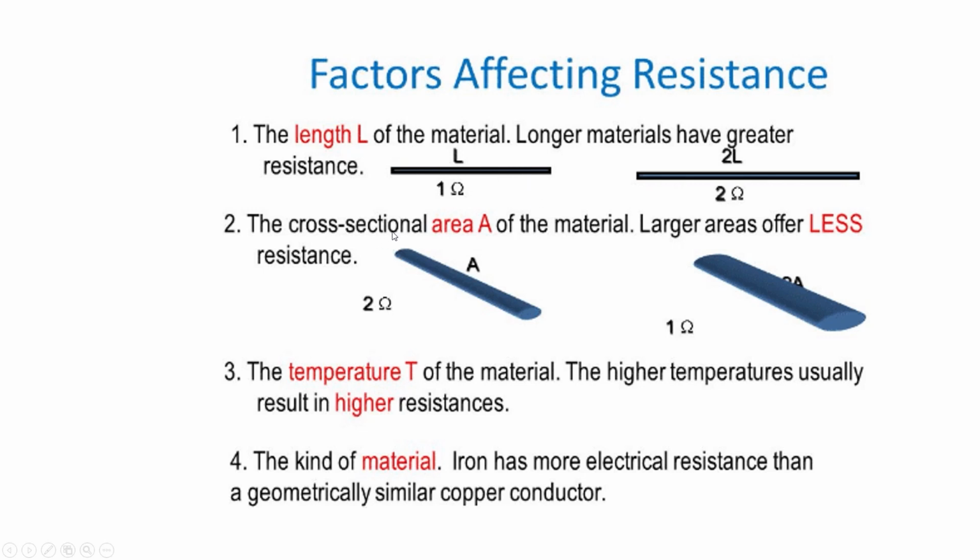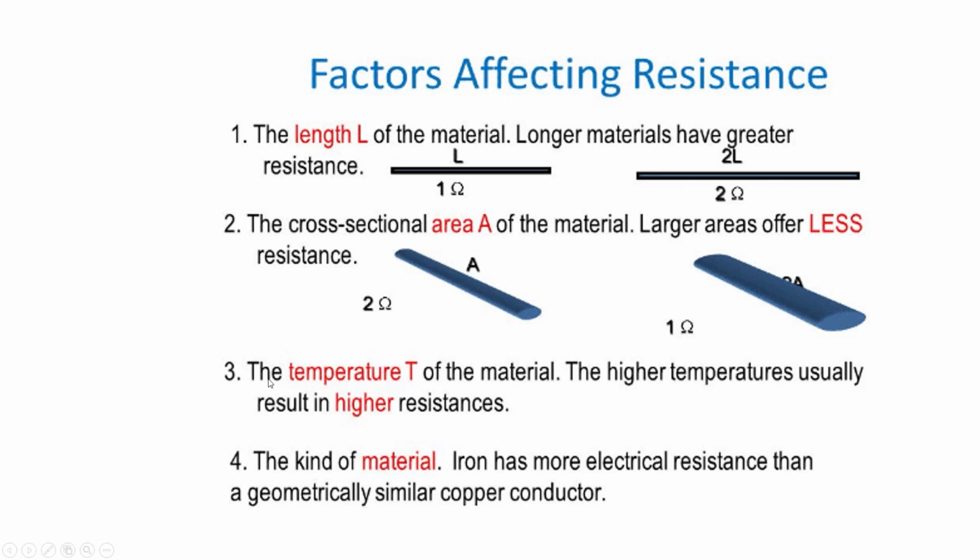Second, the cross-sectional area of the material. Large areas offer less resistance. If the area is huge, definitely there would be more space for the electrons and they will move with greater speed. So they will face less opposition.